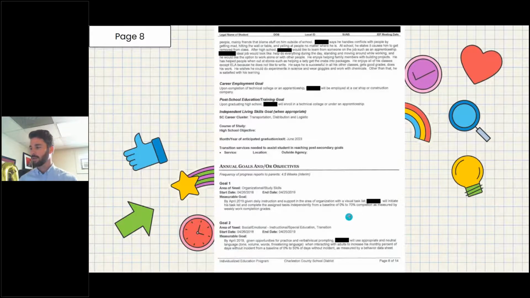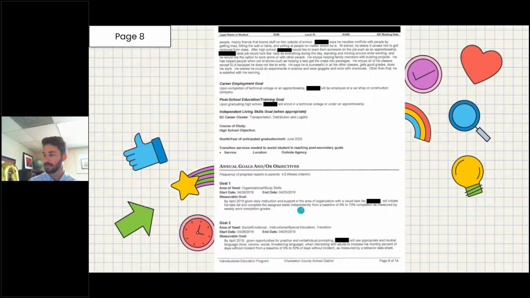So, given daily instruction and support in the area of organization with a visual task list, the student will initiate his task list and complete the assigned tasks independently from a baseline of 0% to 70% completion. So I'm reading that, I say, yeah, that's specific enough. I kind of know what that's talking about, but I'm going to ask a question about this. What is a visual task list? I don't know what that is. I think I know what it is. I think essentially he's going to be given a list of all the things he's got to do that day in that class, and a checklist so that he knows what he is expected to do that day, and check it off as he goes through.